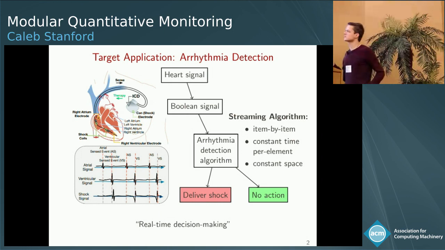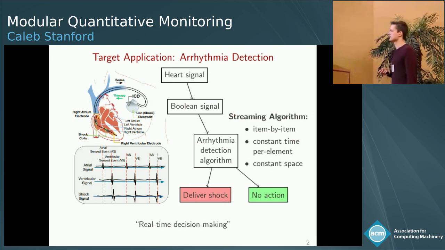It has to use a constant amount of time to process each element. And it has to use a constant amount of space independent of the input stream because it's a small device that's implanted. And you would like to specify this detection algorithm at a higher level rather than writing this low-level code. And you'd like to get a guarantee on these costs. So you'd like to be guaranteed a certain constant time per element and a certain constant space at compile time when you write the specification.